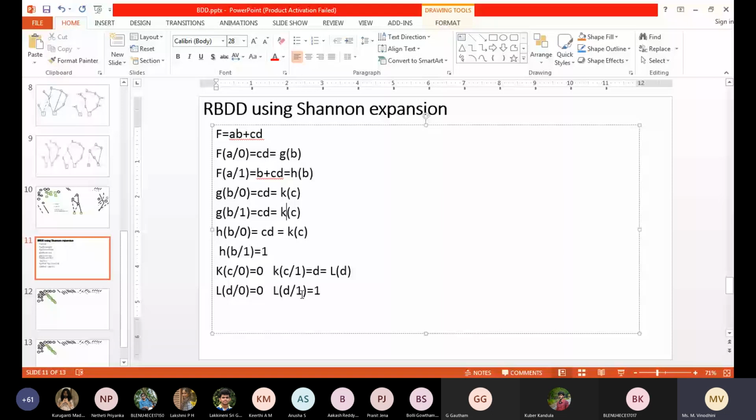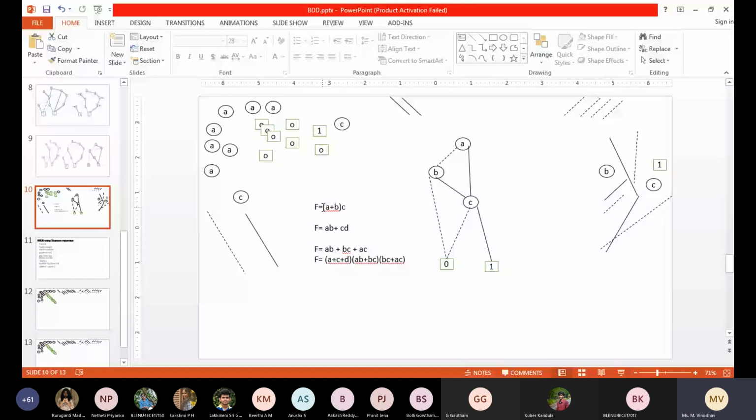These 2 are said to be level 1. This is your level 2. This is your level 3. And this is your level 4. Got it? The similar exercise I also want you people to do for this expression. Students, similar exercise.